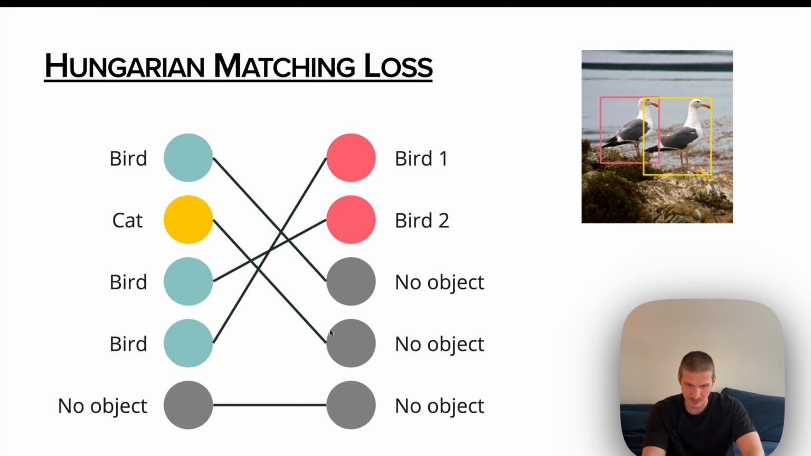And so basically by doing the classification loss on top of this, you would penalize the model for duplicates, for predicting a third bird that is not really on the picture. You would penalize the model for predicting phantom objects on the background. So again, this is really good.